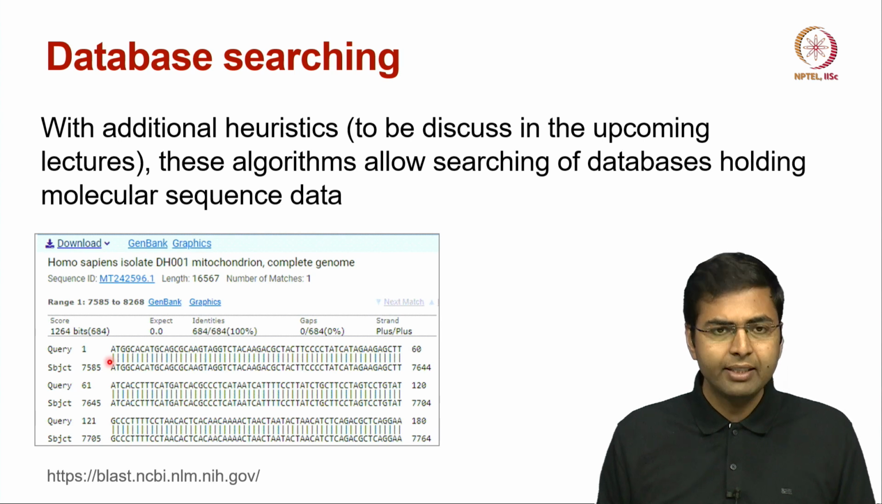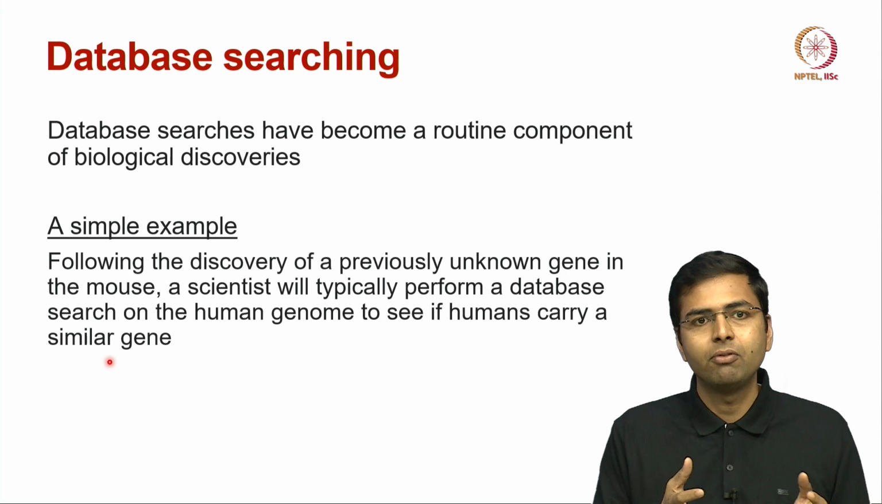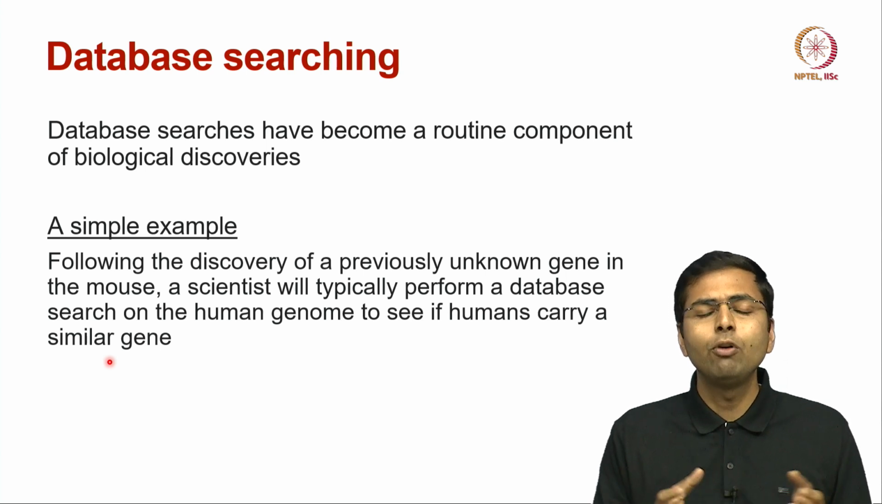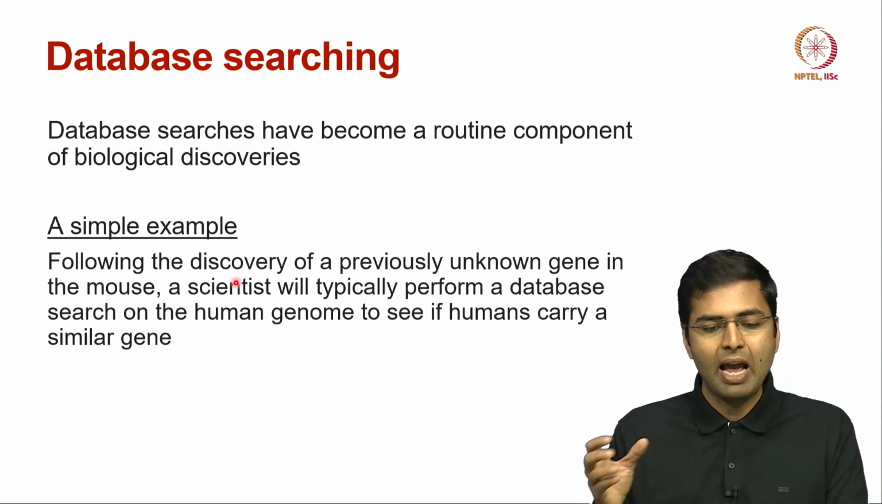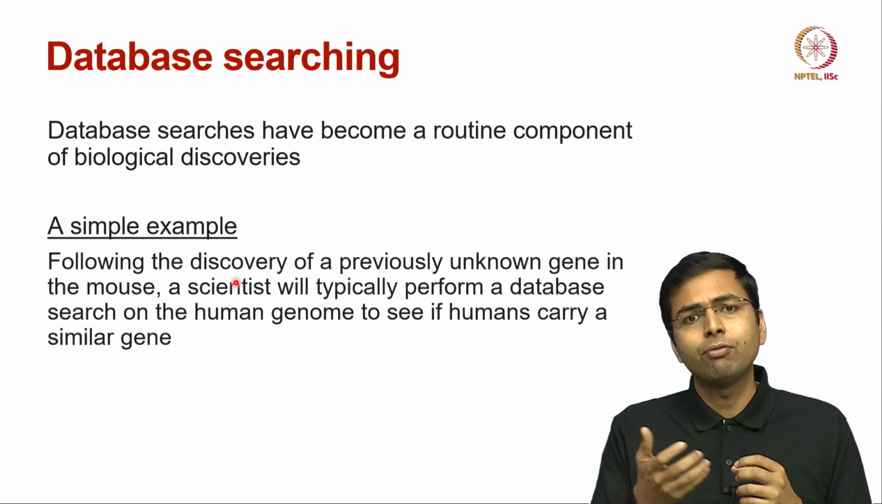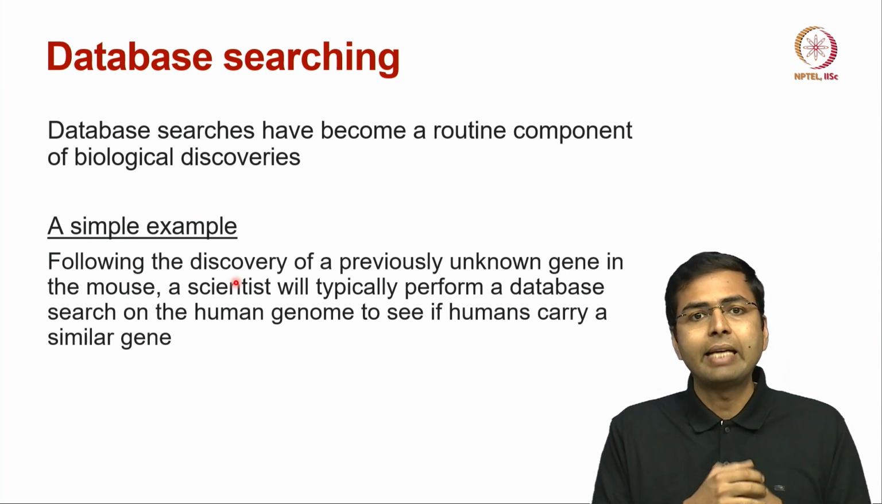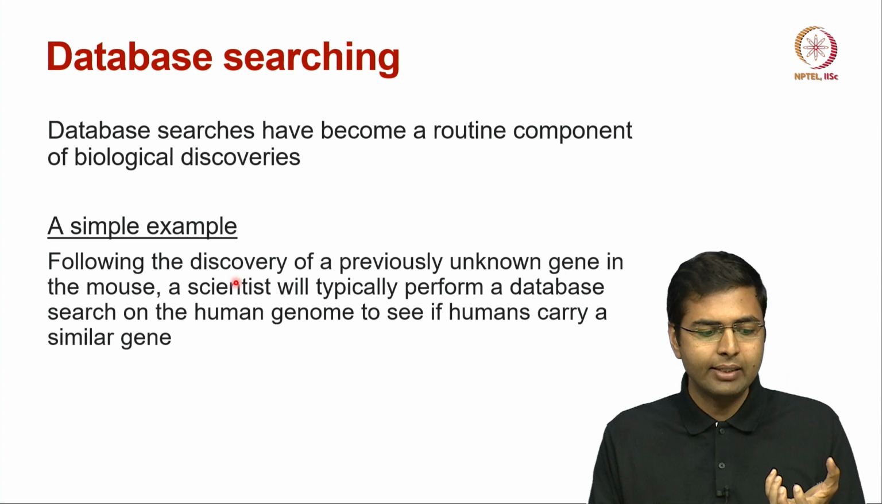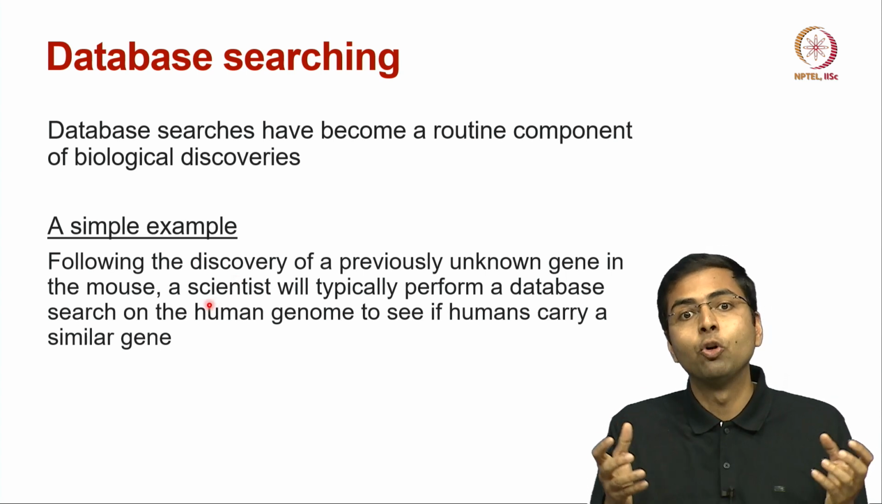Now, given this mechanism, you can imagine that this kind of database searching method can be useful for various applications. For example, one simple application could be that if we have a previously unknown gene that we found in a mouse genome, and we want to know the function of that gene, a scientist may take that sequence and put it in a searching algorithm and search it against the entire human genome.